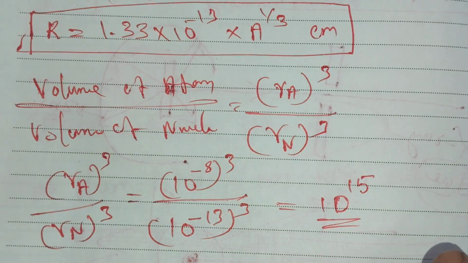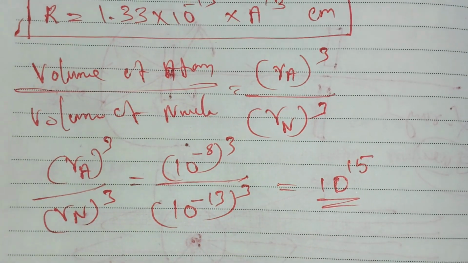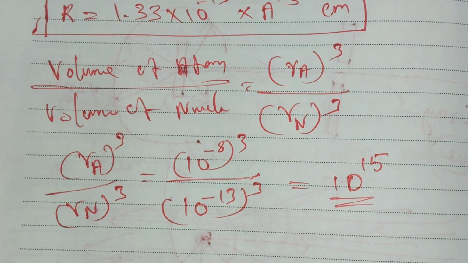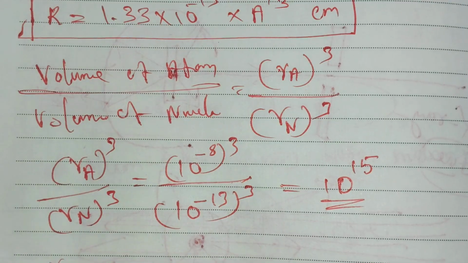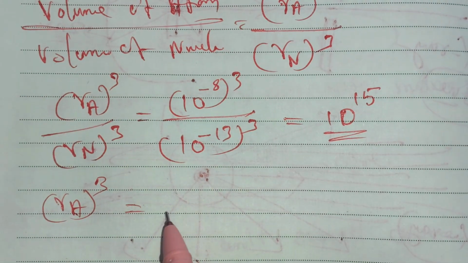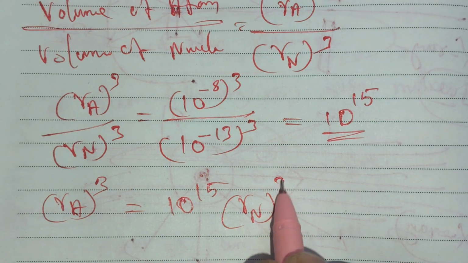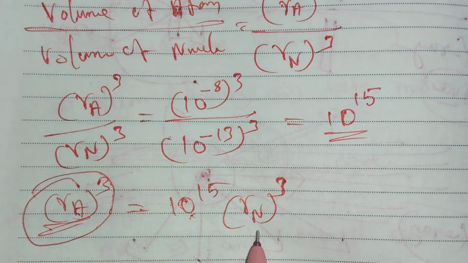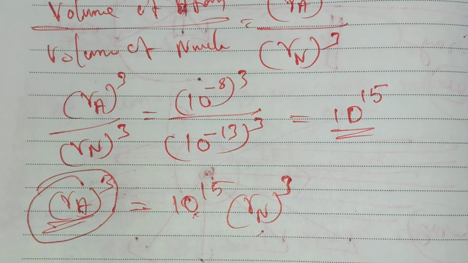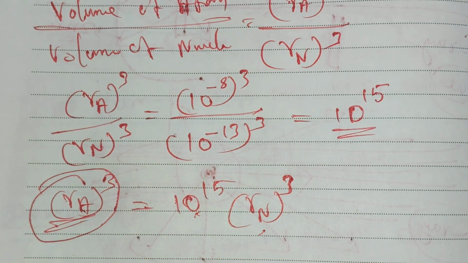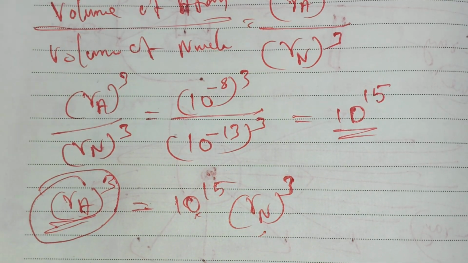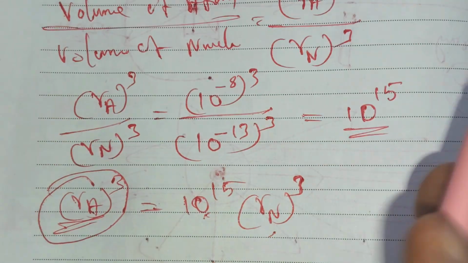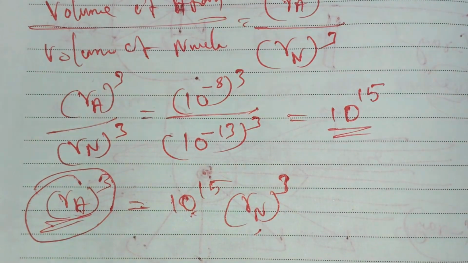Okay, so the empty space around the nucleus is occupied by the electrons. The volume of the atom is about 10 to the power of 15 times the volume of the nucleus. So Ra cube is equal to 10 to the power of 15 Rn cube, so the volume of the atom is 10 to the power of 15 times the volume of the nucleus. So the majority of the atom is empty space, but the central part, called the nucleus, contains protons as well as neutrons. This model is similar to the solar system, the nucleus representing the sun and the electrons revolving as planets.